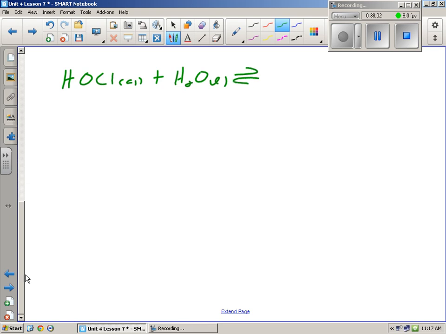Weak acid, so I know double arrow, H3O plus and OCl minus, hypochlorite. Okay, I know that I have a 1 molar solution here. That's my initial concentration. I'm going to assume, well actually maybe I shouldn't, is 1 molar bigger than the Ka value by 1,000 times? That's the question. And the Ka value for this one is what? 4 times 10 to the negative 8? So is that 1,000 times bigger?